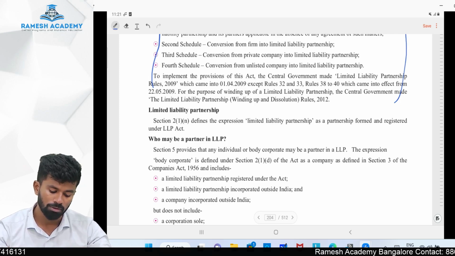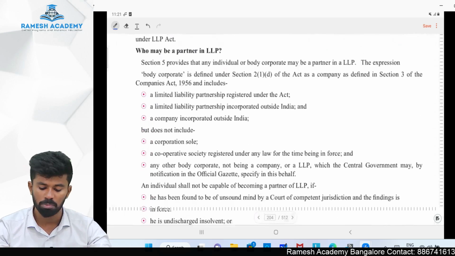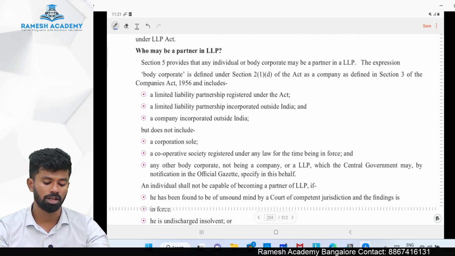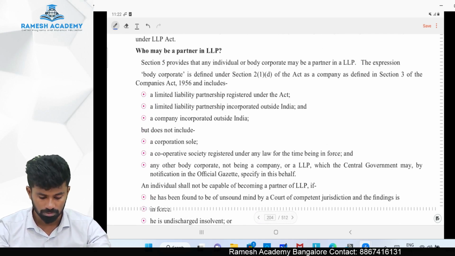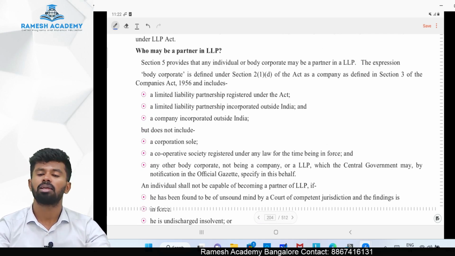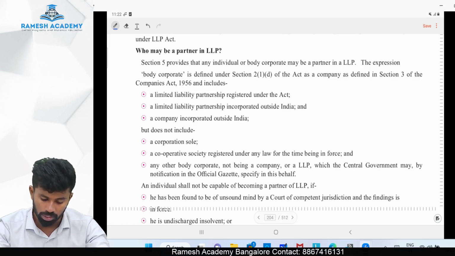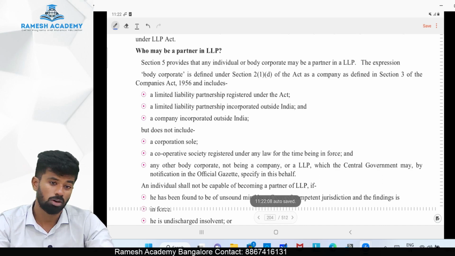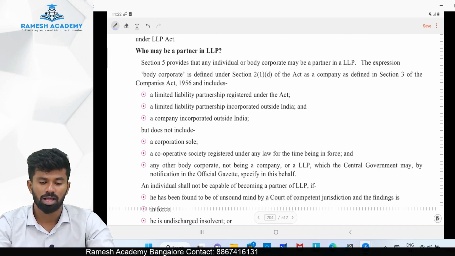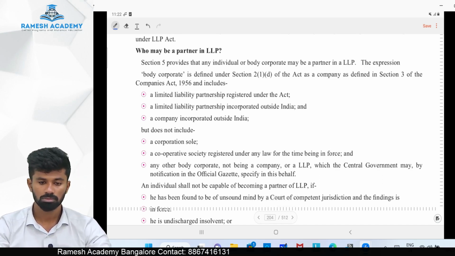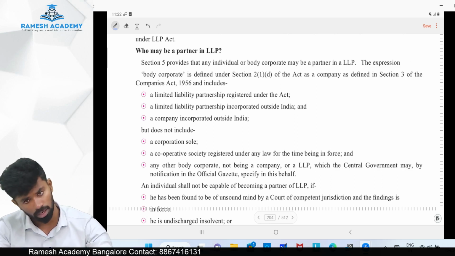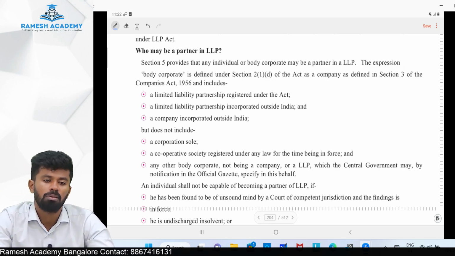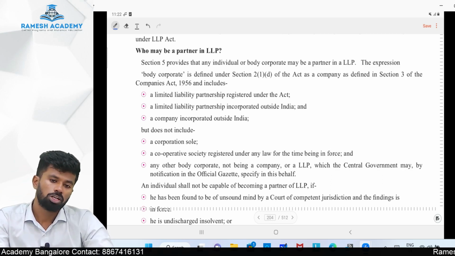Next, who can become a partner? Section 5 of the LLP Act provides who can become a partner of an LLP. Any person, an individual or a body corporate, can become a partner of an LLP. Body corporates are those having a separate legal entity. Companies and LLPs can become partners of an LLP.